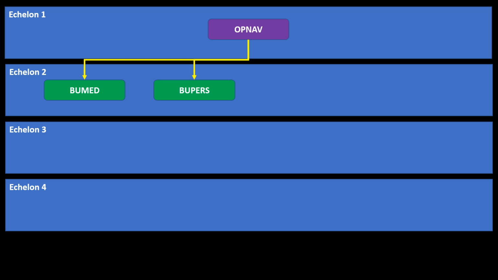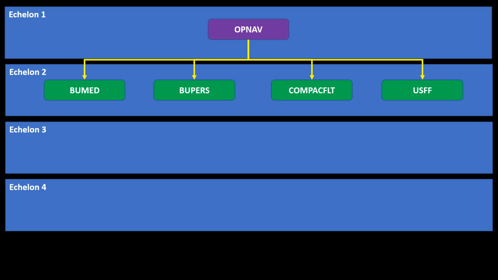Before we talk about the various responsibilities laid out in this instruction, it might help to have an understanding of all the various echelons that help organize the Navy. So let's talk about Echelon 1, 2, 3, and 4. Echelon 1 at the very top, that's the Office of the CNO, right? So that's OPNAV. Examples of Echelon 2 commands would be something like BUMED, the Bureau of Medicine and Surgery, or BUPERS, the Bureau of Navy Personnel, or the Pacific Fleet, or the U.S. Fleet Forces. These are all examples of Echelon 2 commands.